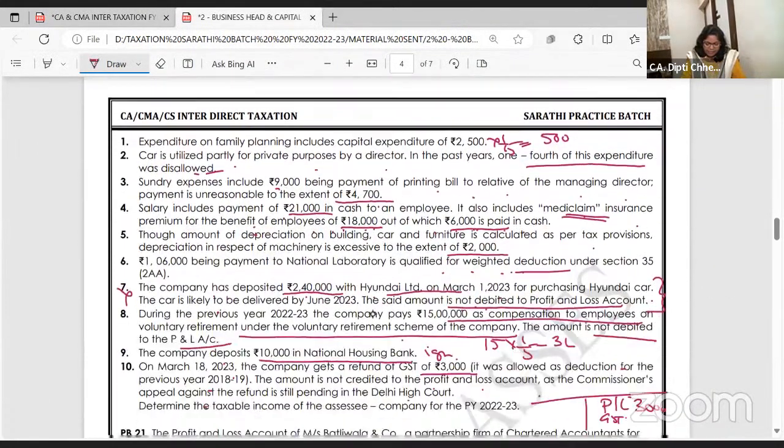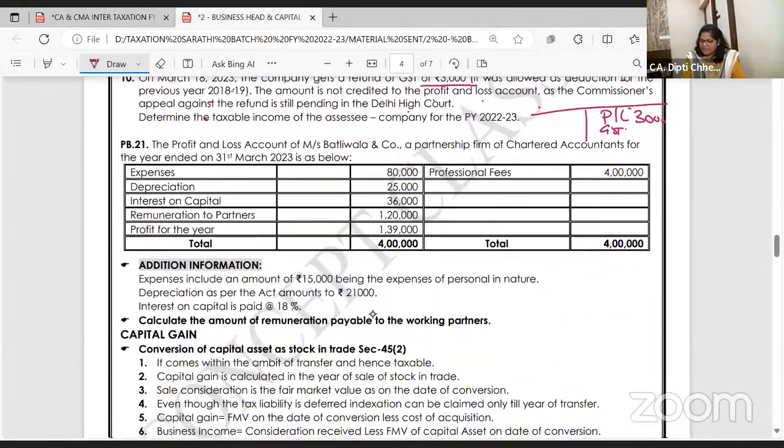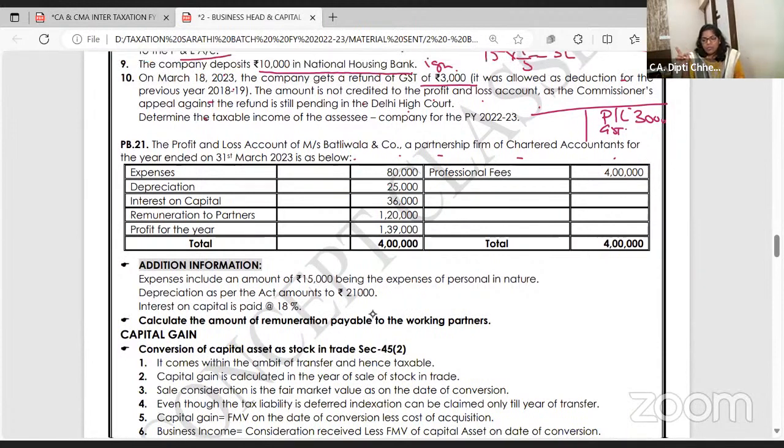Here, in our material, I have given problem number 31. Capital gain we are going to start tomorrow. Shall I make you write some running notes for this? The P&L account of Batliwala is given to you. I want to repeat, if there is a loss, increase the loss. Add will remain add.